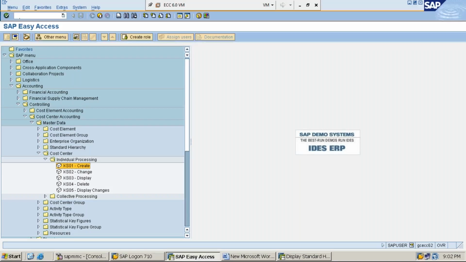KS01 create. So double click on it. Write down carefully. I said double click, not single click. So double click on KS01 create.